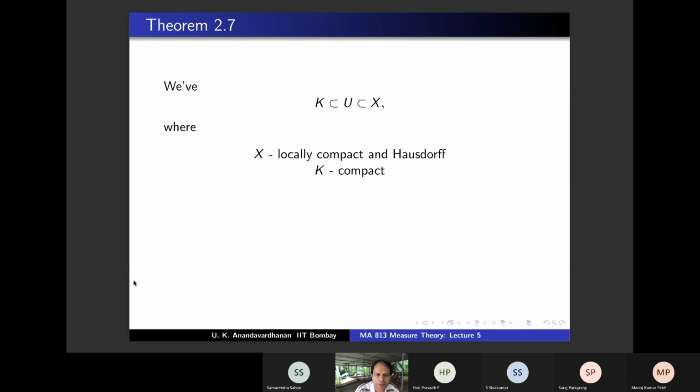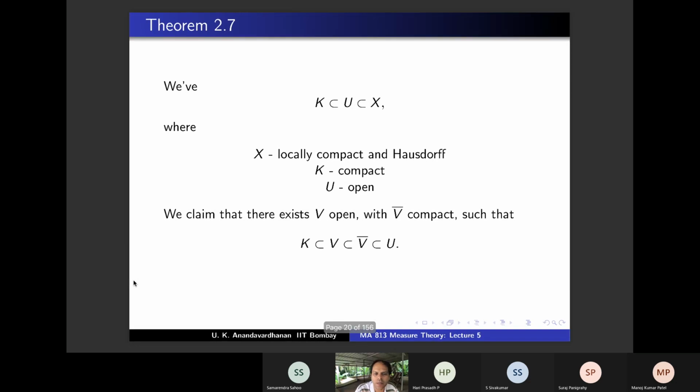We are going to use it, and K is compact, U is open. And the first claim is that whenever you are in this situation, because of local compactness, whenever you have a compact set contained in an open set, I can find an open set V with the property that its closure is compact. V is open and V bar is compact, sandwiched between K and U. Between K and U, I can put a V contained in V bar. V bar is the closure, the smallest closed set containing V.